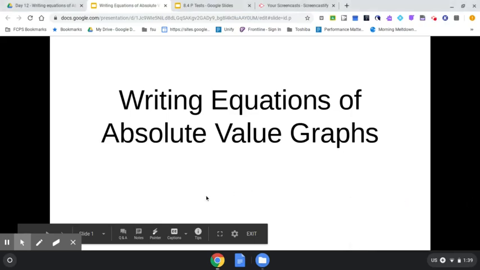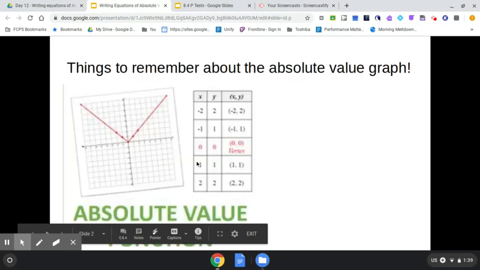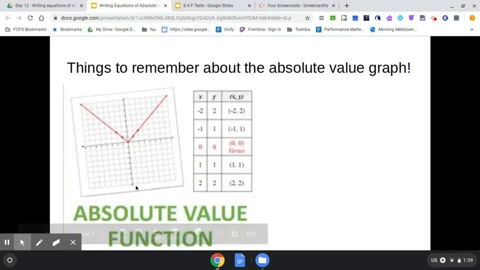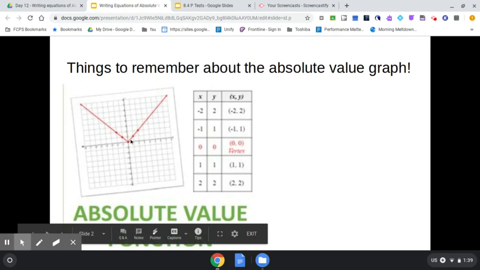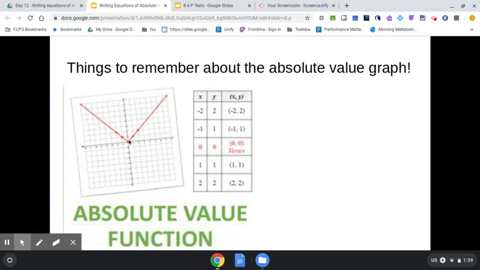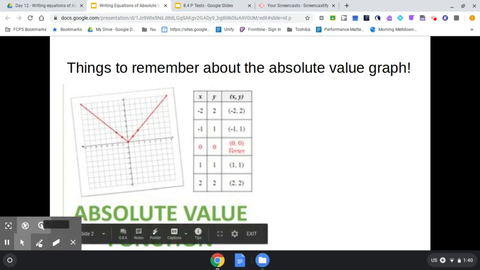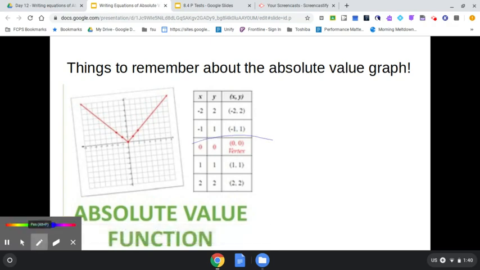Okay, today we're going to be talking about writing equations of absolute value graphs. Some things to remember about the absolute value function: it is V-shaped, so that's how we're going to know that we're dealing with an absolute value graph. The vertex is located at 0, 0.